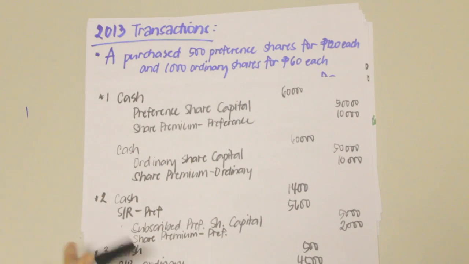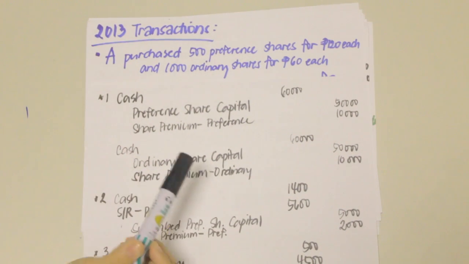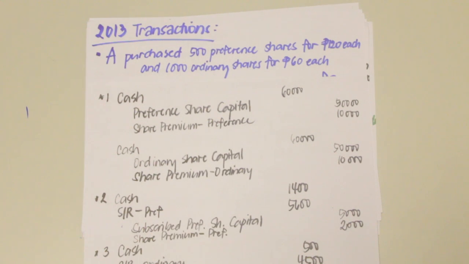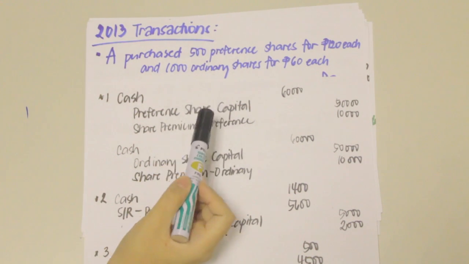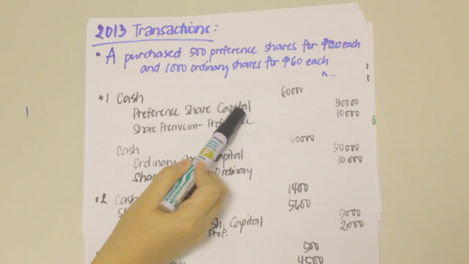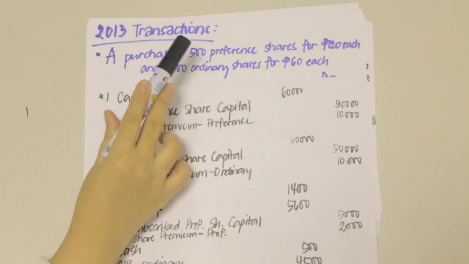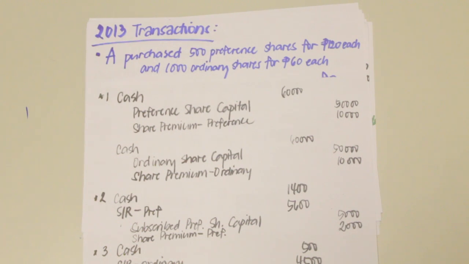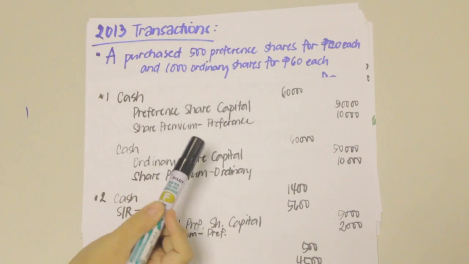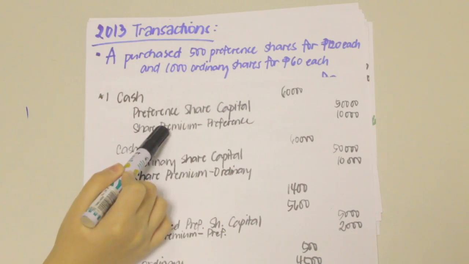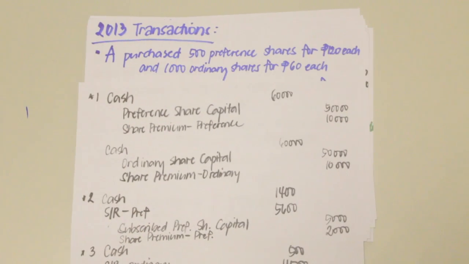So the first transaction would be recorded by debiting cash for 60,000, which we get by multiplying 120 by 500, and then credit preference share capital for the number of preference shares at par, so that's 500 times 100, so that's 50,000, and credit share premium preference for the amount in excess of the par, which is 10,000.